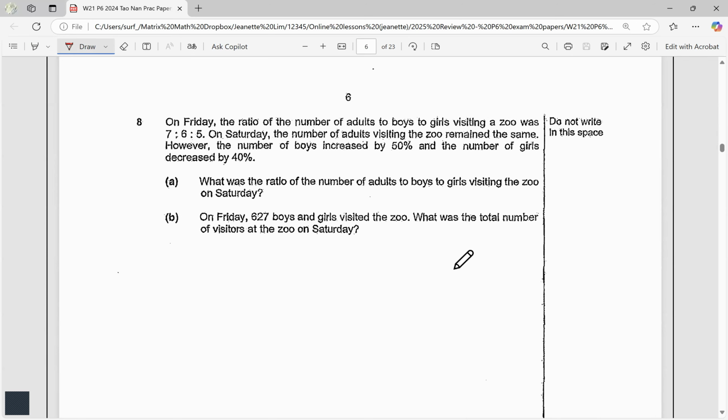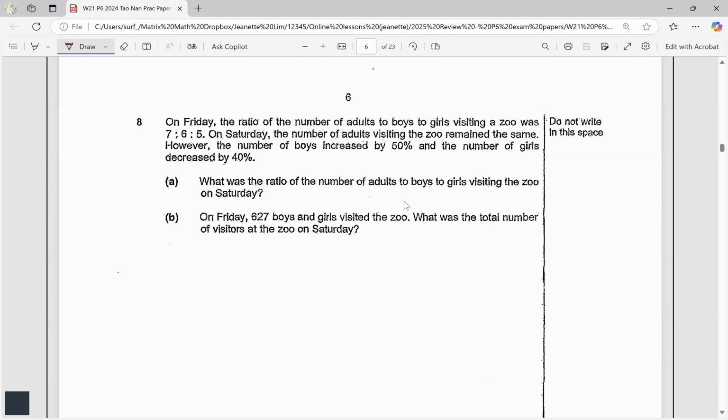Question 8. On Friday, the ratio of the number of adults to boys to girls visiting a zoo was 7 to 6 to 5. On Saturday, the number of adults visiting the zoo remained the same. However, the number of boys increased by 50%, and the number of girls decreased by 40%. So what's the ratio of adults to boys to girls visiting the zoo on Saturday?